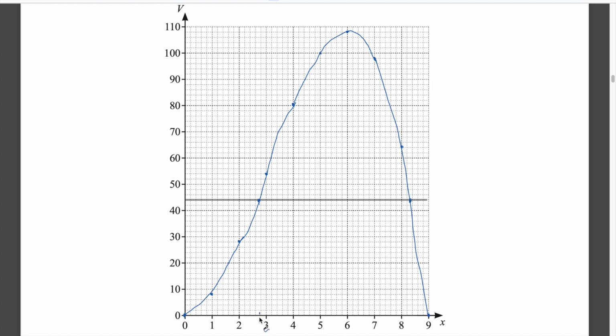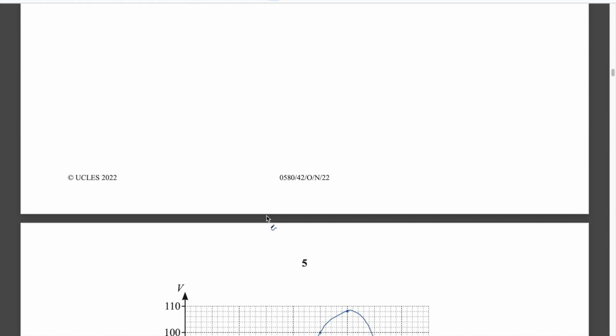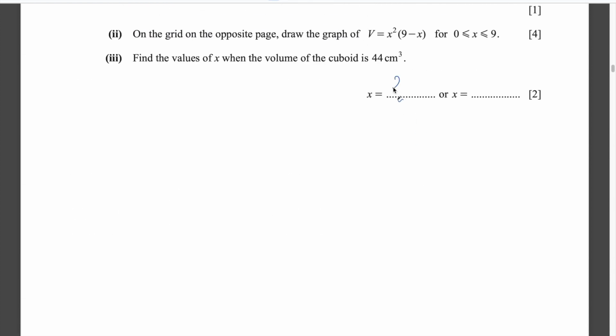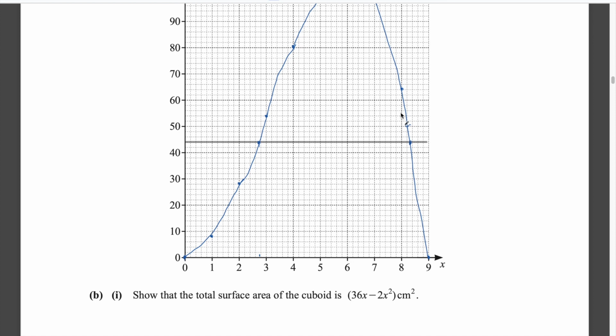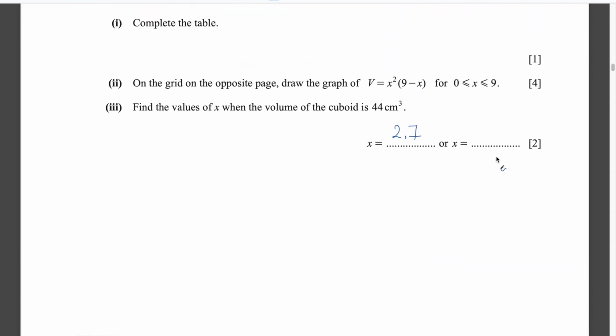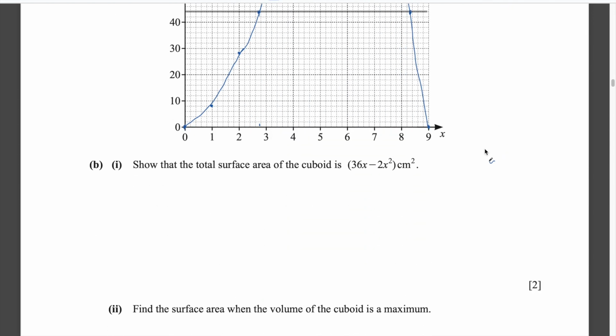Each one is representing 0.2, so it is between 2.6 and 2.8. It is almost 2.7 for the smaller one, and for the larger one it is between 8.2 and 8.4, 8.3. These are the values shown in my graph.